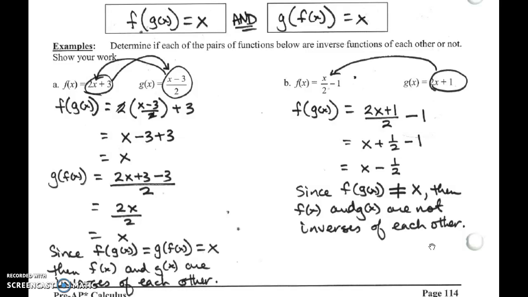All the work is laid out for you. Letter A, they both work, f of g of x and g of f of x. Everything cancels and you're left with x. So they are inverses of each other, whereas letter B is not.